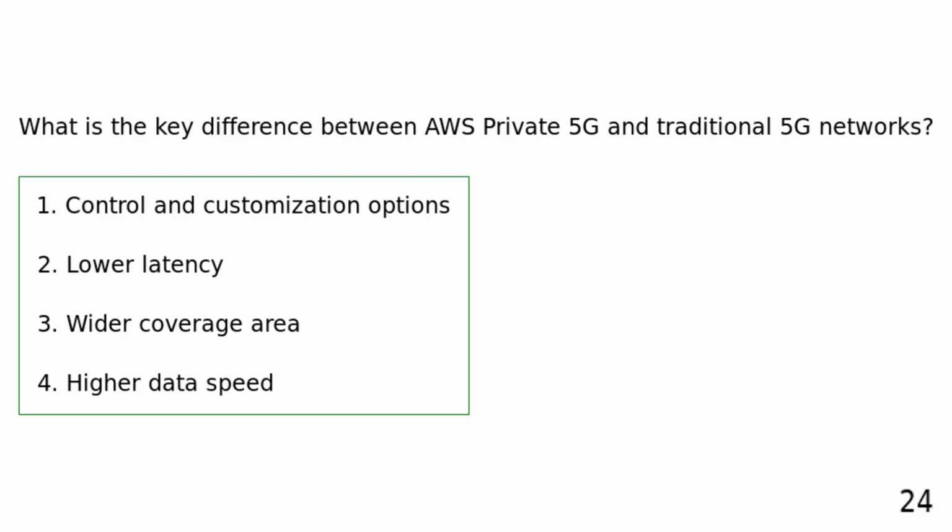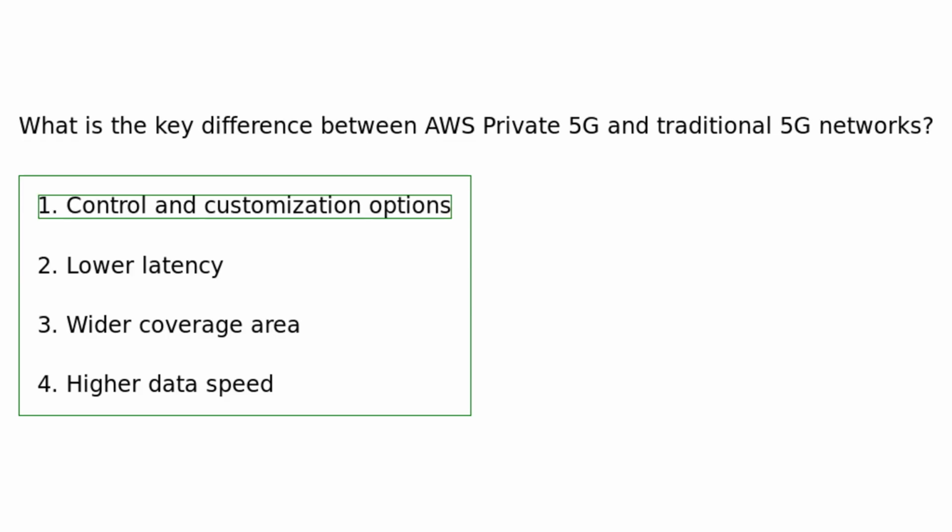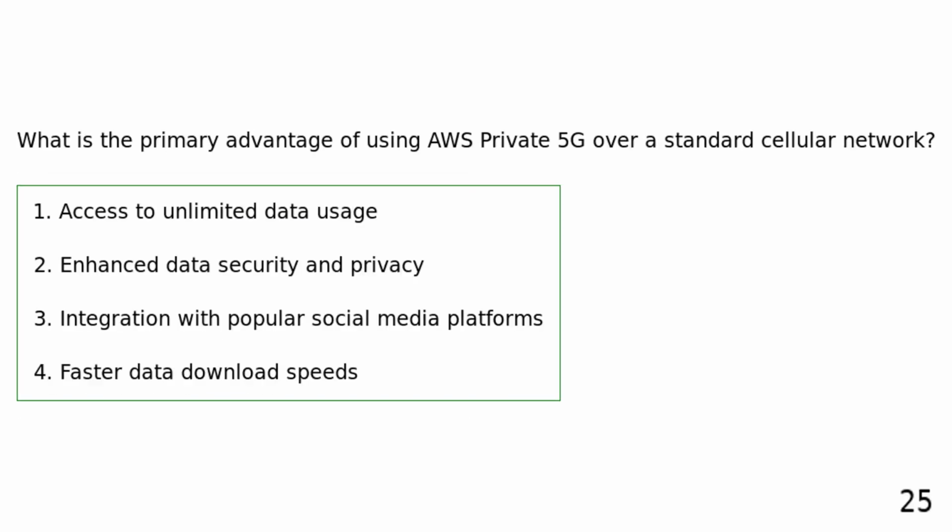What is the key difference between AWS Private 5G and traditional 5G networks? Control and customization options. Lower latency. Wider coverage area. Higher data speed. The key difference between AWS Private 5G and traditional 5G networks is the control and customization options available with AWS Private 5G.